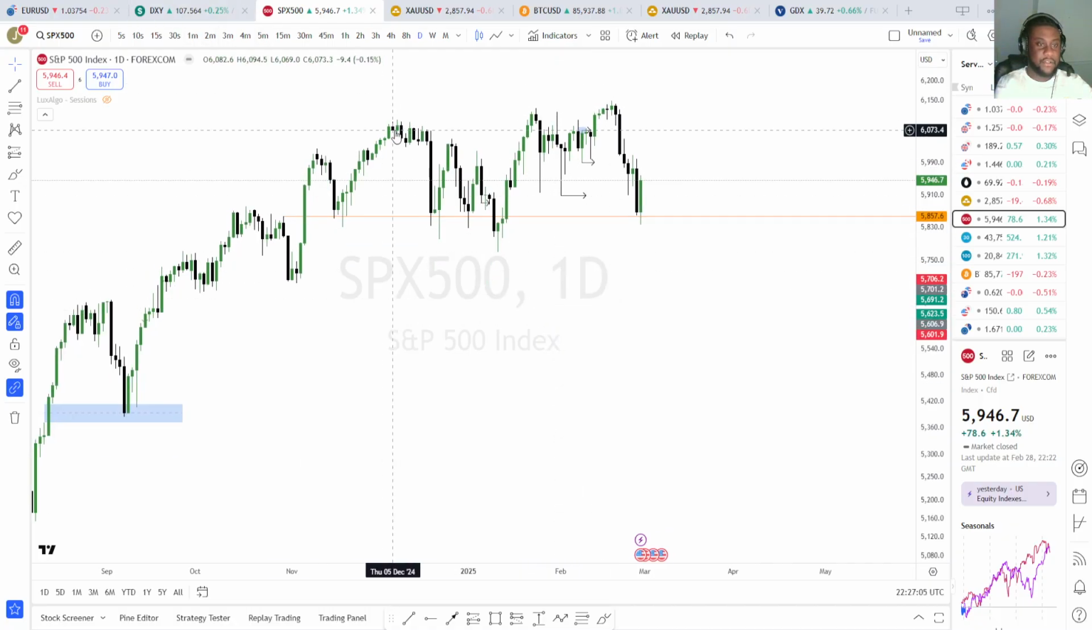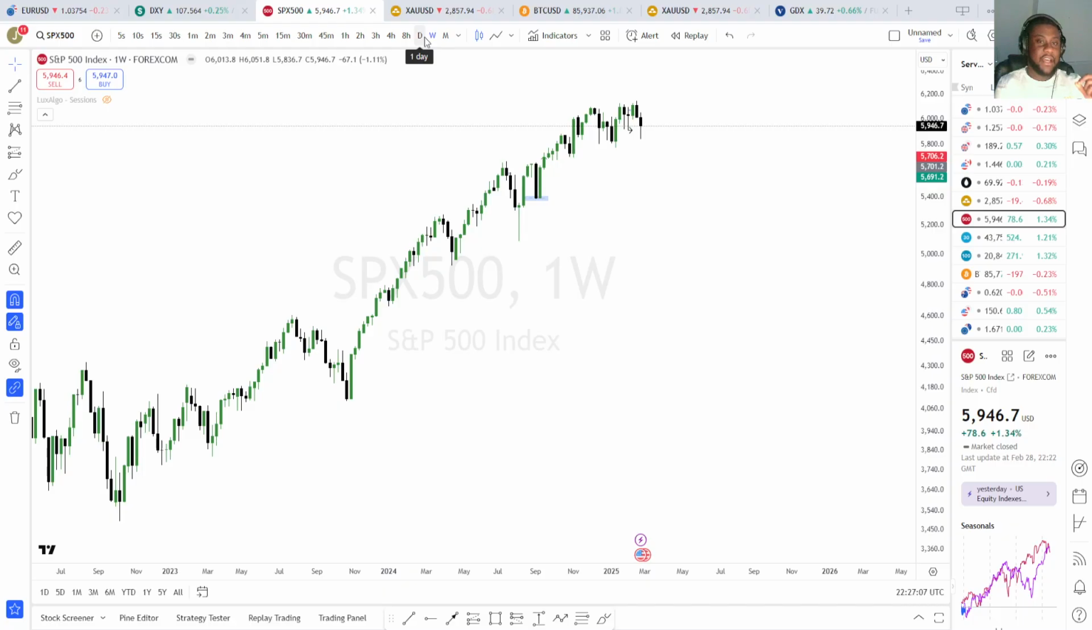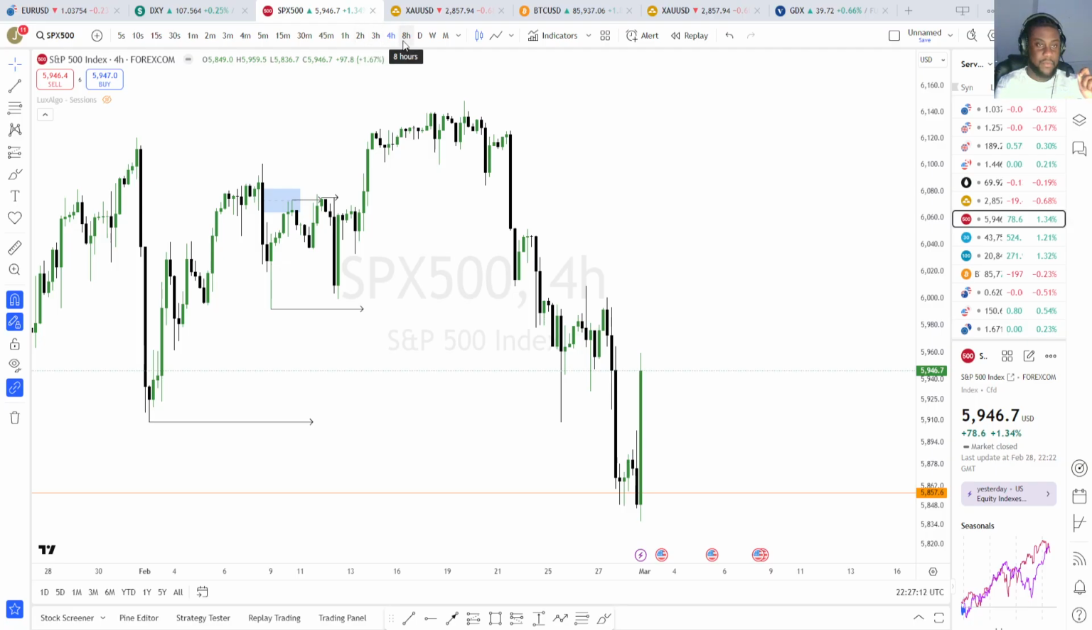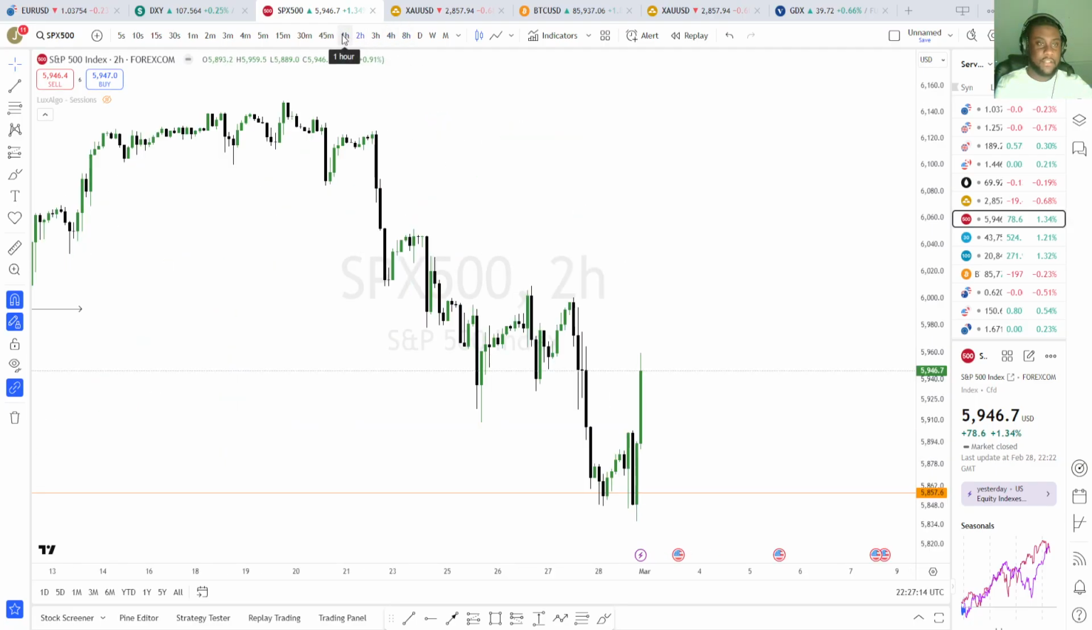Indices have also been selling off. I wonder if indices is actually going to have a recovery this week. I don't have a setup for the indices at the moment. Okay, if I did, I would have, of course, given you guys the setup.